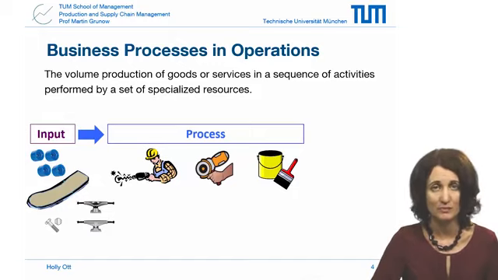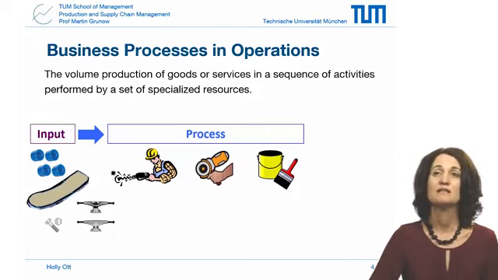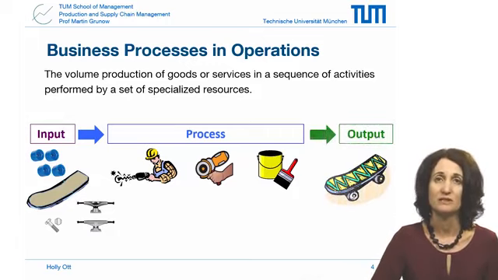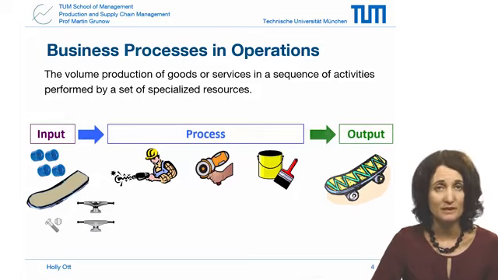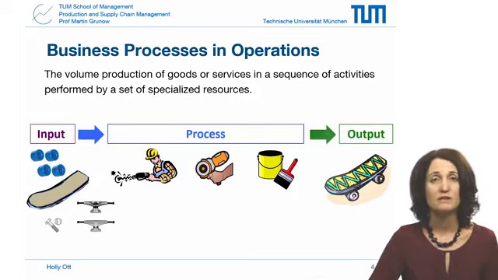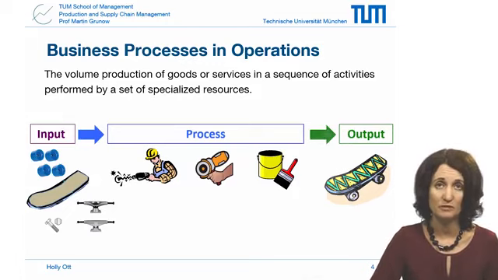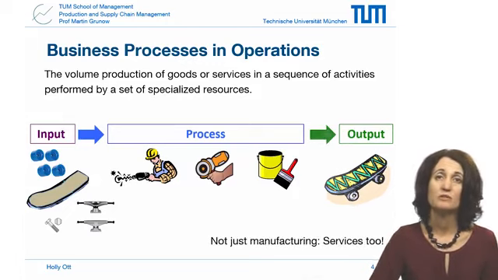You need to sand the board. You need to paint the board. You're transforming the inputs into the outputs, which of course here is a skateboard. And this business process, this process flow, is of course not just applicable to manufacturing, but also to services.